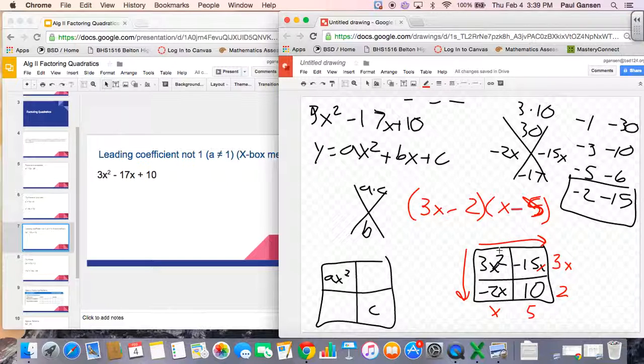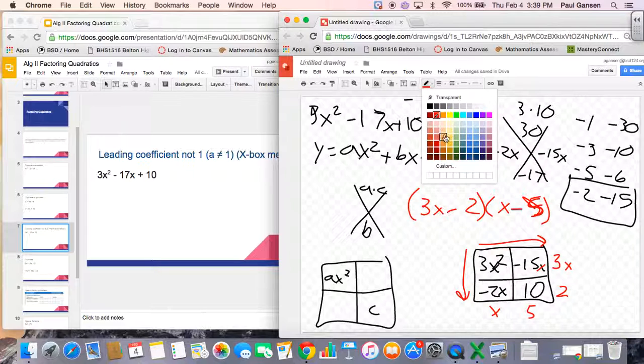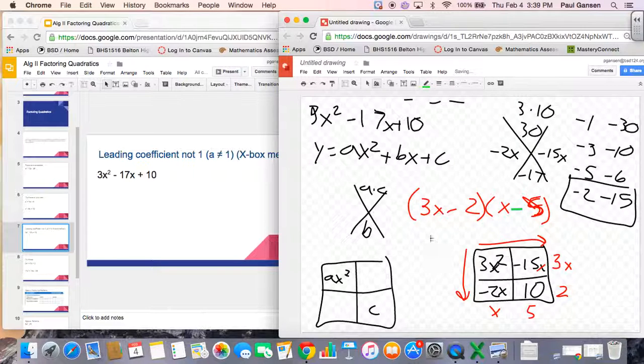Just like last time, how do you tell whether or not this worked or not? How do you know that this is done the right way? Well, you can FOIL it, and you'll see. If you were to go back and multiply these out, let's change line color one more time. Let's do this green. 3x times x, that's 3x squared. 3x times negative 5, that's negative 15x. Negative 2 times x is negative 2x. And then negative 2 times negative 5 is negative 10. Combine our like terms here, you'll see that we do end up with what our original problem was.